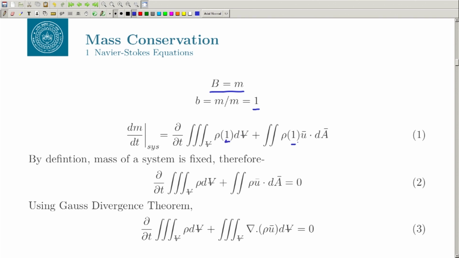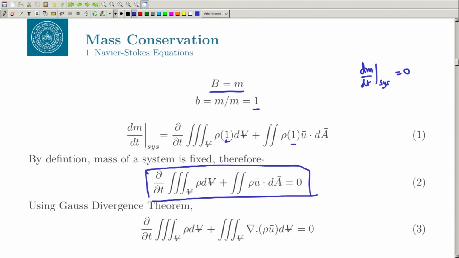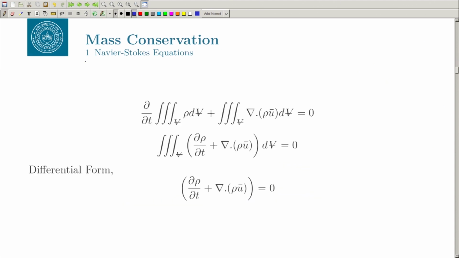And by definition, the mass of the system is fixed. So this dm by dt of the system will go to 0, and because of that we will have this expression. Now, use the Gauss divergence theorem as earlier, and you will have this del dot rho u dV. Then collect all the terms and assume that the system is stationary. Then you can take this entire thing inside the integral, and finally what you get is the differential form.